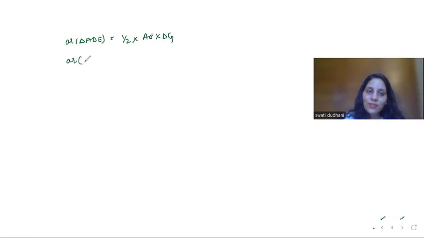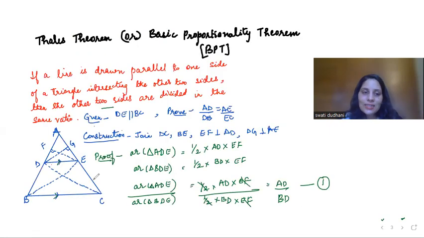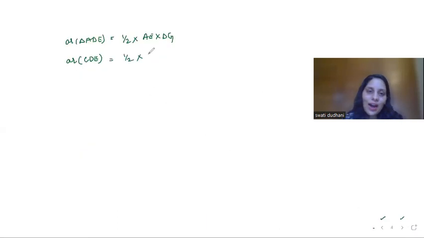Now the other triangle we are going to consider is CDE. CDE is again half base into height. So the base is CE and the height is DG. Same, the height is falling outside the triangle. So the area is half CE into DG. Again, the same procedure, we are going to divide both the triangles, area of triangle ADE by area of triangle CDE.